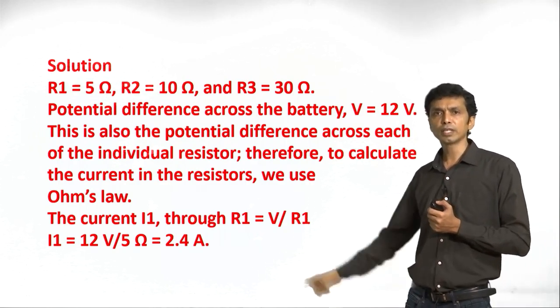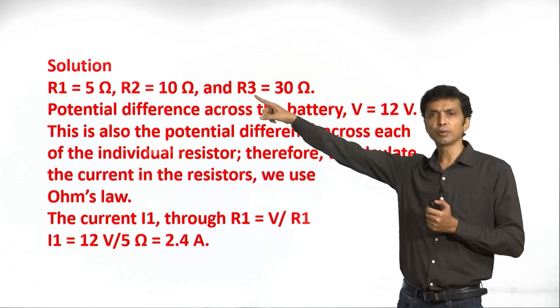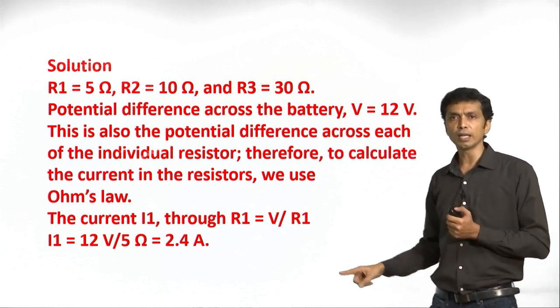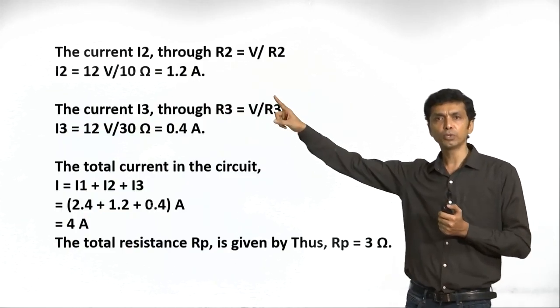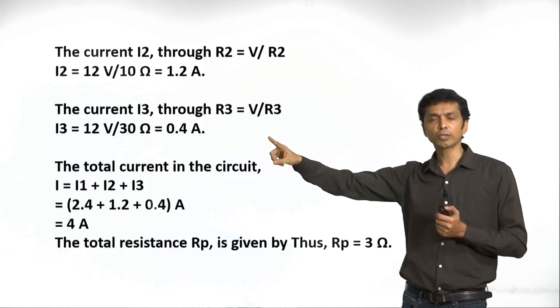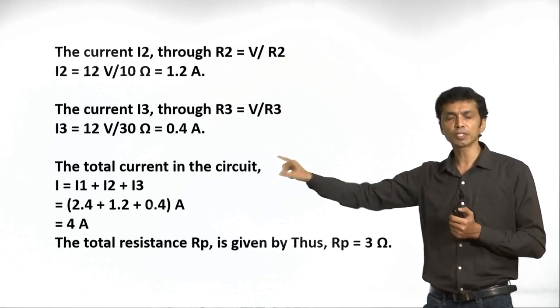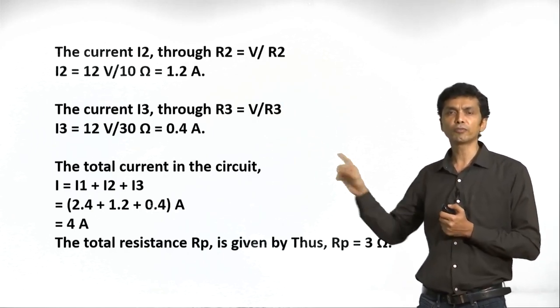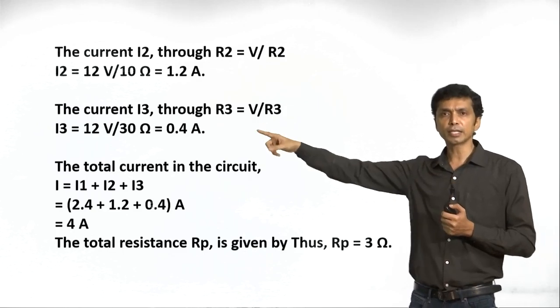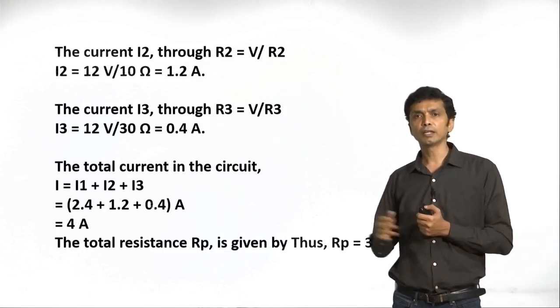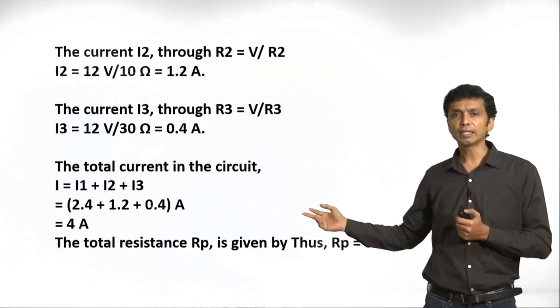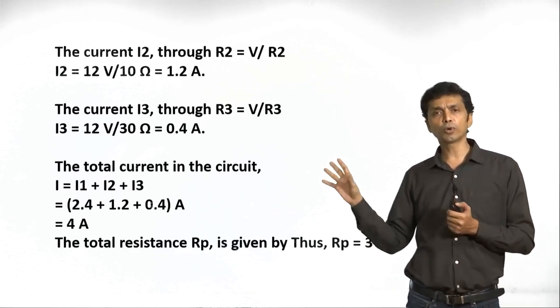In the same way, the next resistance is 10 ohm. The potential difference is 12. So we will find 12 by 10 is equal to 1.2. Again the same way, 12 volt is the potential difference, 30 ohm is the resistor, third resistor, 0.4 ampere. So for the 3 resistors, we will add 2.4, 1.2 plus 0.4, we will get 4 ampere, and now we have got the total current.